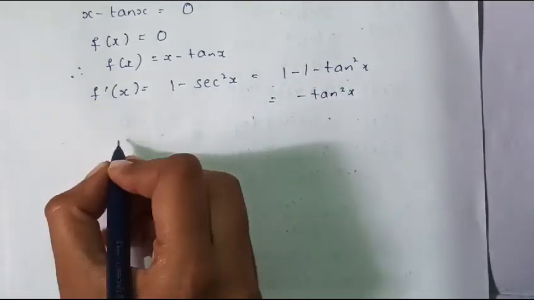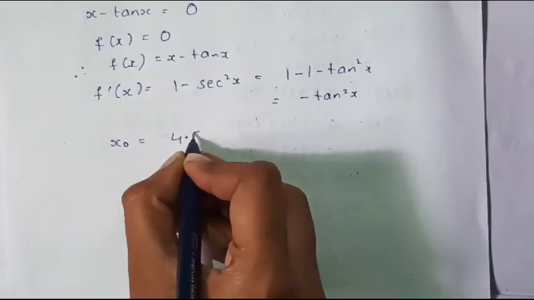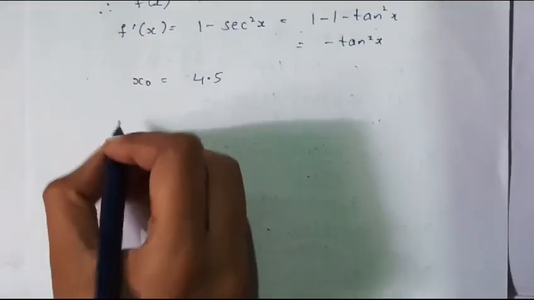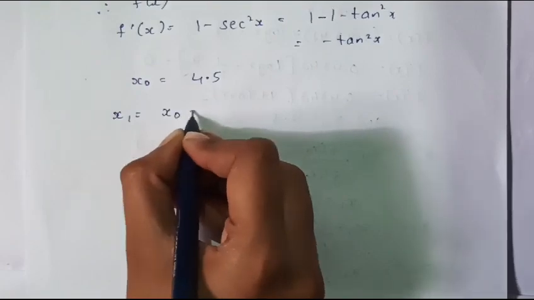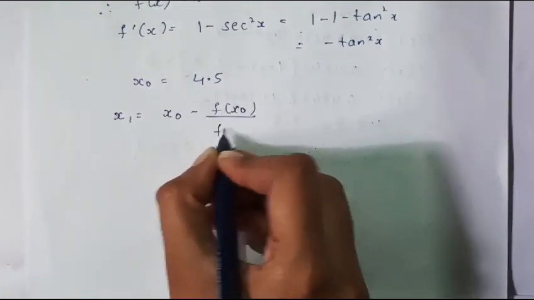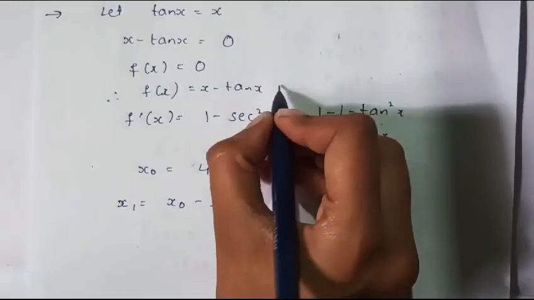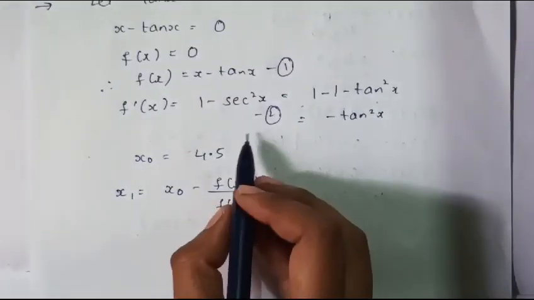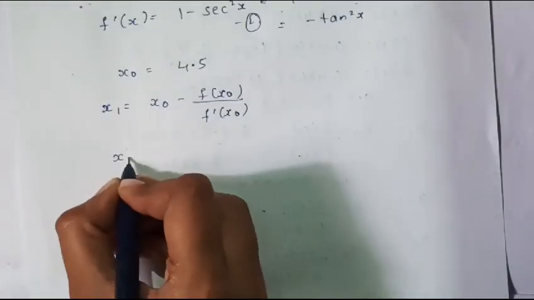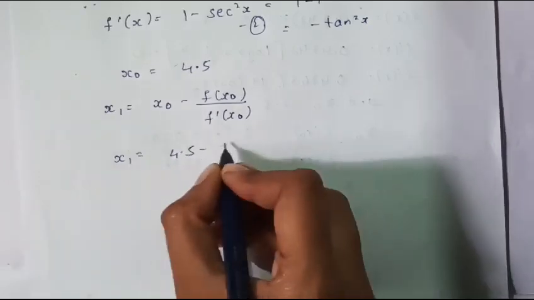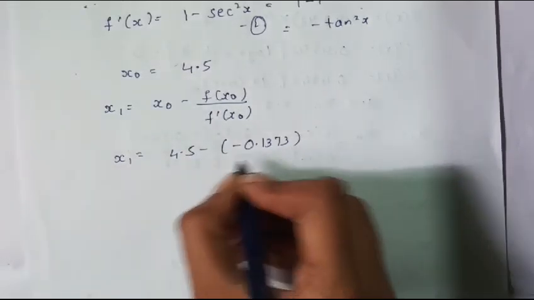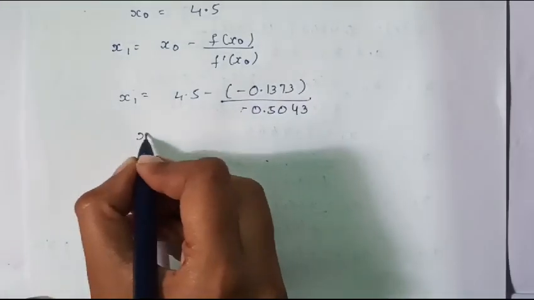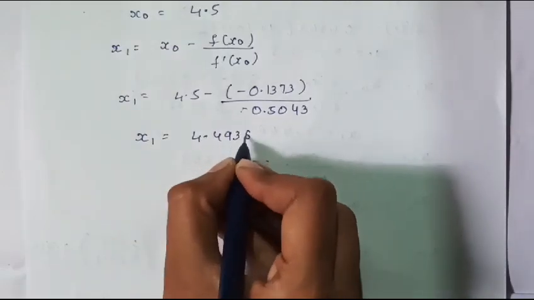They have given the value of x as 4.5. Therefore x naught is equal to 4.5. And let us find the value of x1. x1 is equal to x naught minus f of x naught divided by f dash of x naught. Substitute the value of x naught in equation 1 and also in equation 2. By substituting this, we get x1 equal to 4.5 minus of minus 0.1373 divided by minus 0.5043. Then x1 is equal to 4.4936 is the answer.